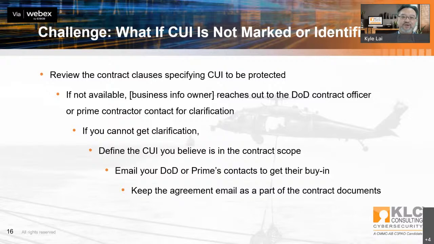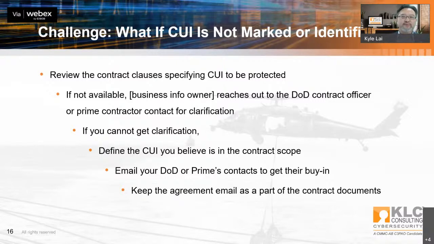If it's not there, you probably want to reach out to the contract officer or your prime contractor contact to get a clarification. I understand a lot of companies have this problem getting the information directly from the contract officers. I get that. So let's go down a little bit more. If you cannot get a clarification, you want to look at the CUI registry to see if the CUI information you have might fall into the CUI registry. Once you have this understanding, you are making an assumption.